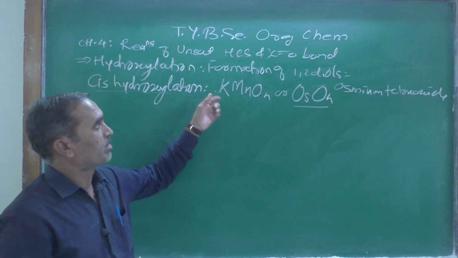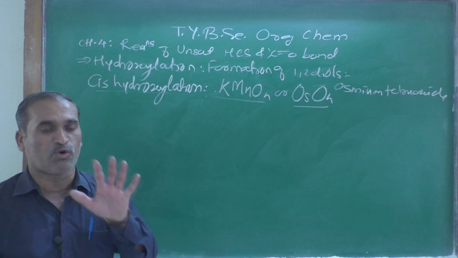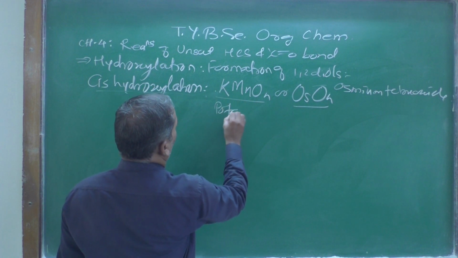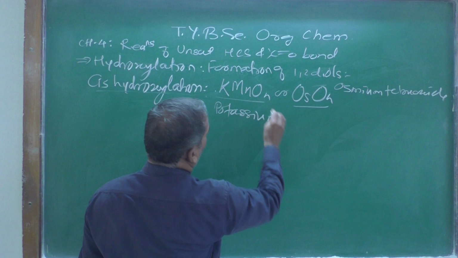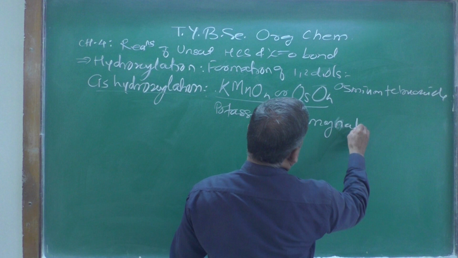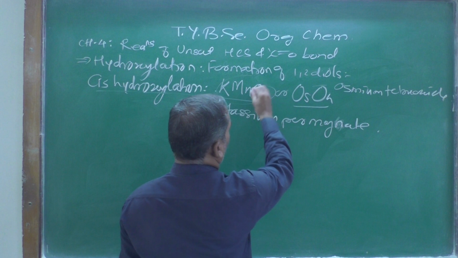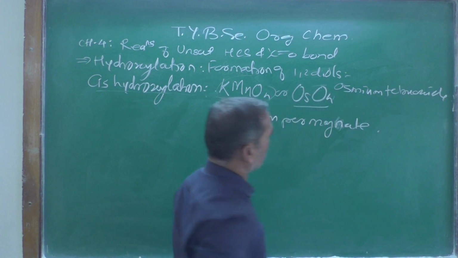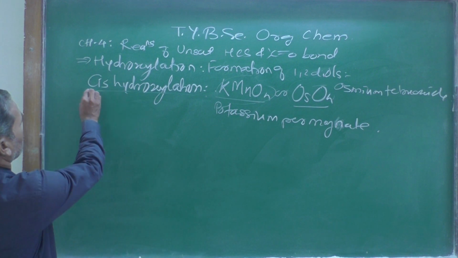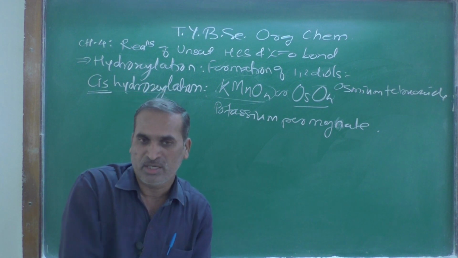Remember potassium permanganate, KMnO4. What is the chemical name of this? K stands for potassium, so this is potassium permanganate. That is the name of this reagent. And osmium tetroxide is the other; both give cis hydroxylation. Cis is the geometry here, meaning both hydroxyl groups come from the same side.